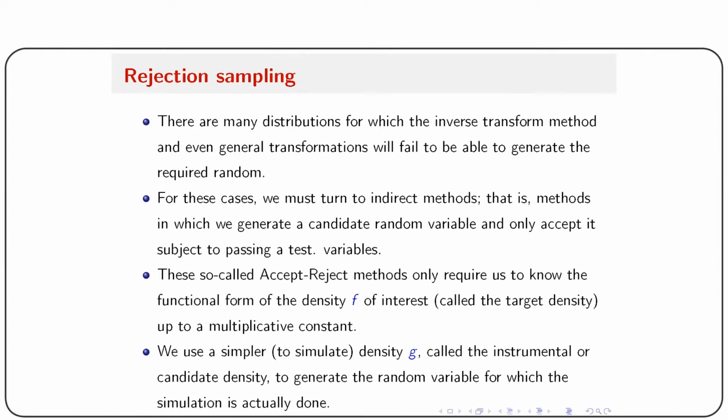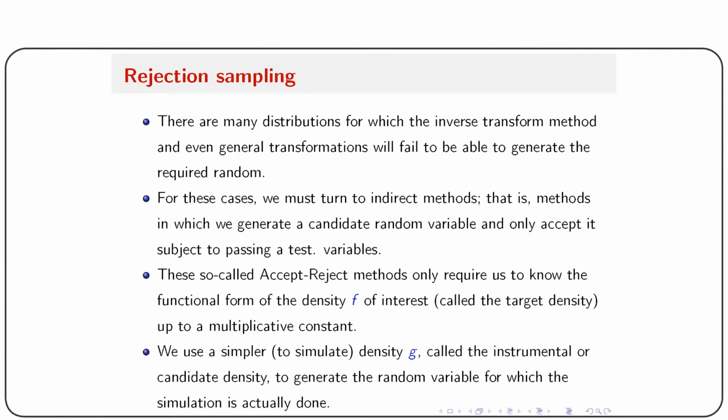This is a very important sampling technique, especially in the context of Markov chain Monte Carlo methods. There are many distributions for which the inverse transformation method and even general transformation will fail to generate the required random variable. For these cases, we must turn to indirect methods, that is, methods in which we generate a candidate random variable and only accept it subject to passing a test or some criteria.